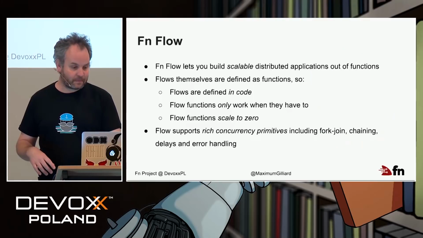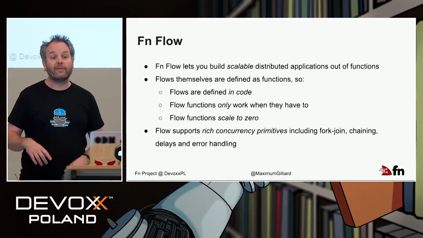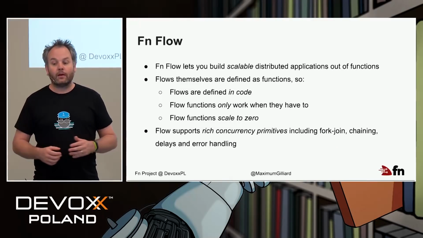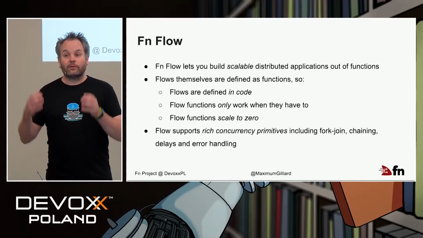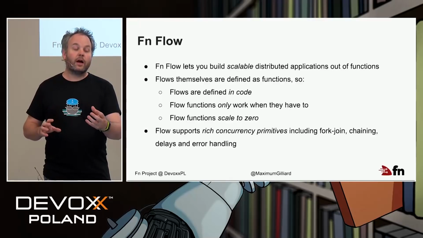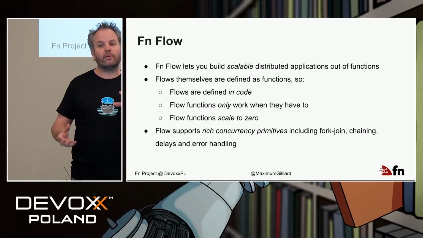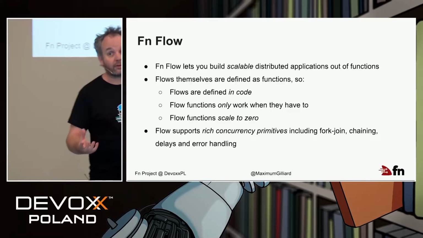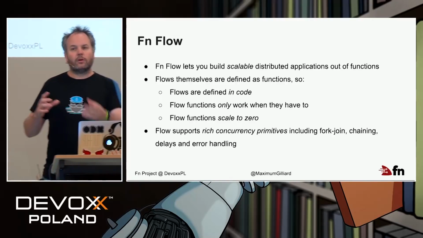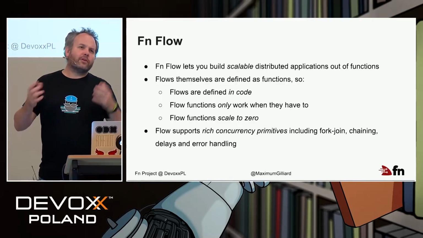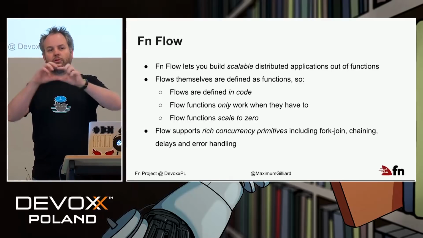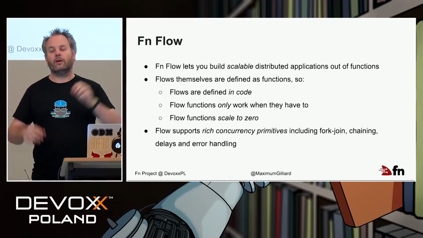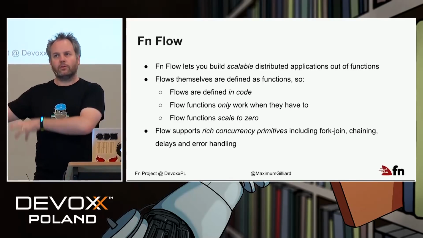So we have a part of FN which is called FN Flow. Flow lets you build these scalable, distributed applications out of independent functions. And also, the workflows themselves are defined as functions. Some of the other platforms that offer these kinds of workflow definitions have you write a big JSON document or a big YAML thing that says, do this, then do this, then do this, and if that fails, you can do this.